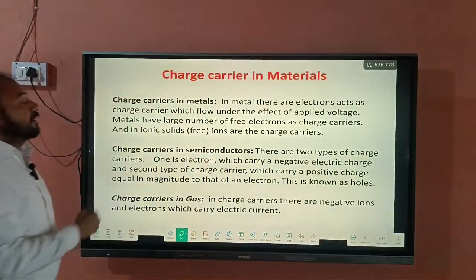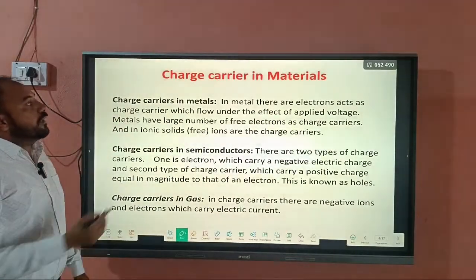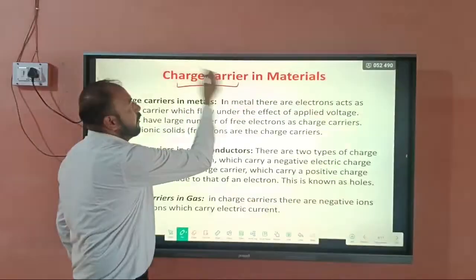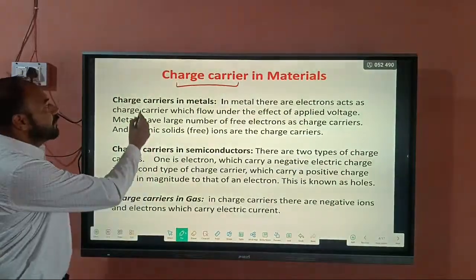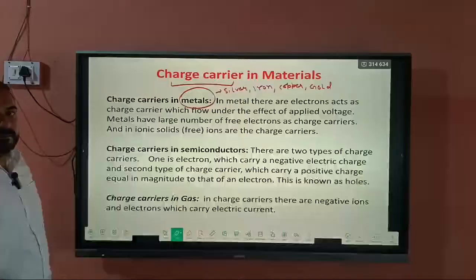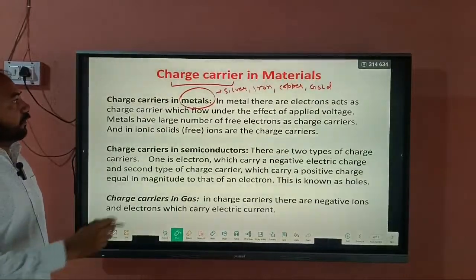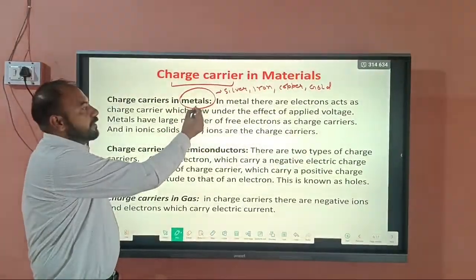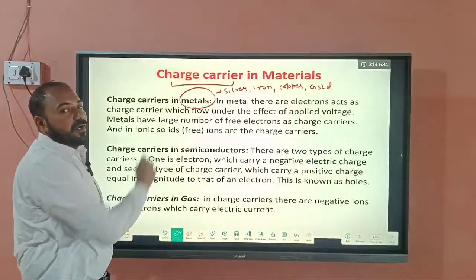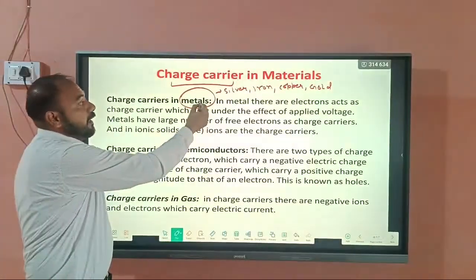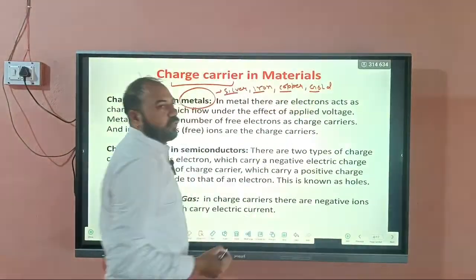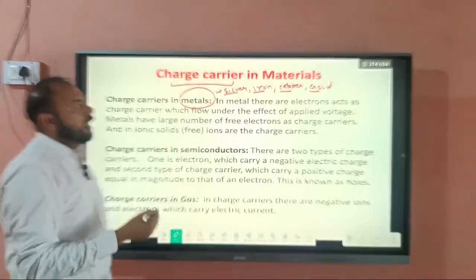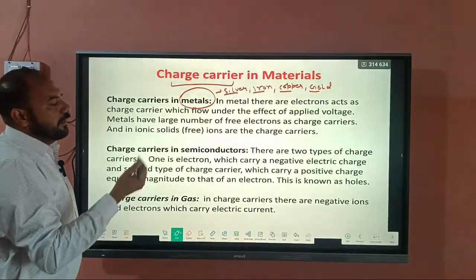In the next slide, what are the different types of charge carriers in different materials? First is the charge carrier in metals. First of all, we discuss metals. Examples of metals are silver, iron, copper and gold. There are many other metals, like nickel and chromium.